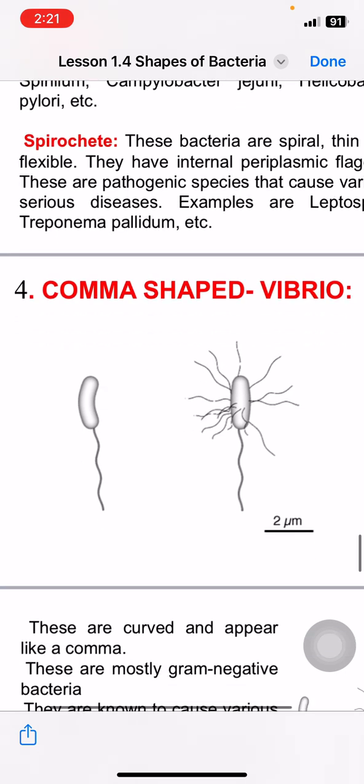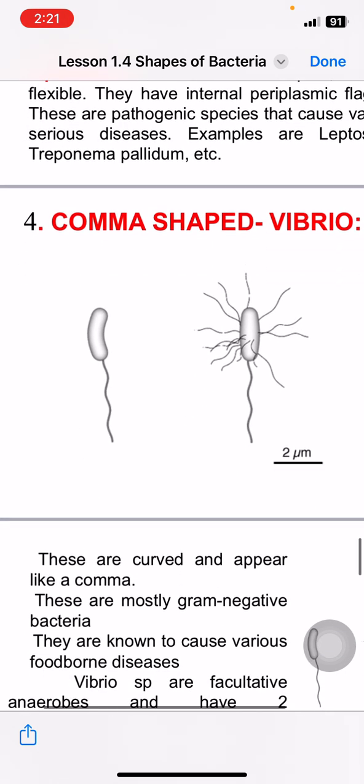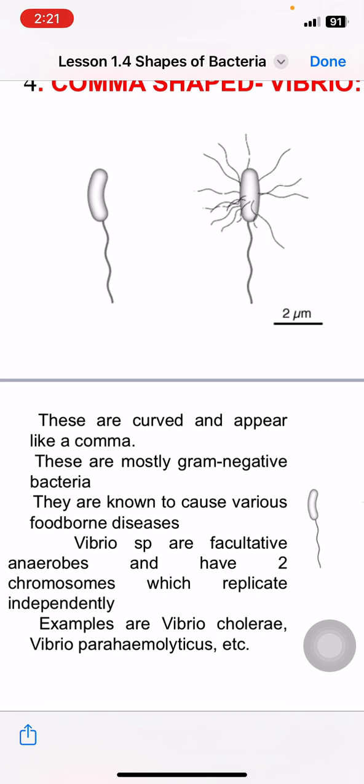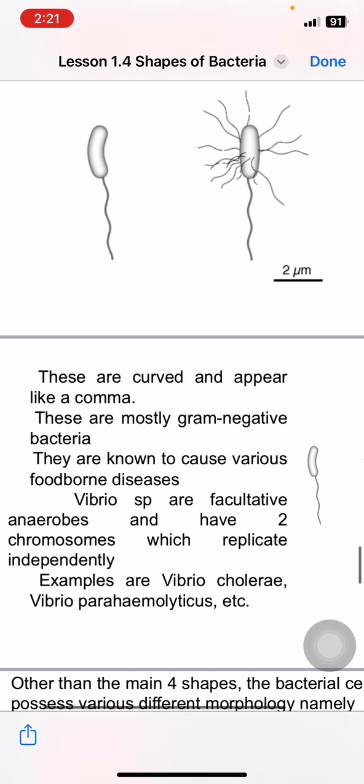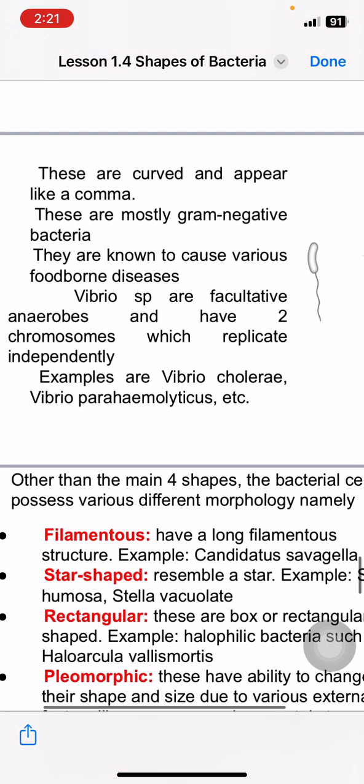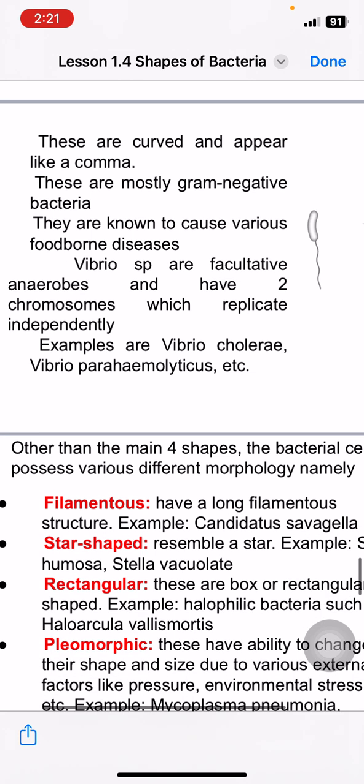Okay. Next, we have the comma shape. Comma-shaped Vibrio can usually be found in a curve and appears like a comma. These are mostly gram-negative bacteria, and are known for foodborne diseases. Usually Vibrio can be facultative anaerobes, or has no presence of air, but it consists of two chromosomes which replicate independently, and that makes it a comma shape.